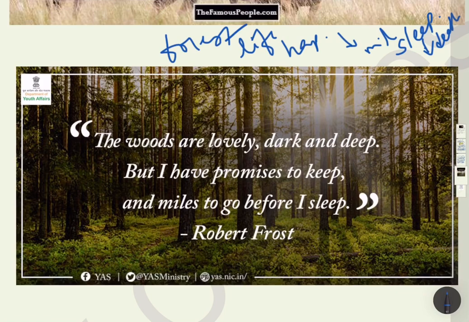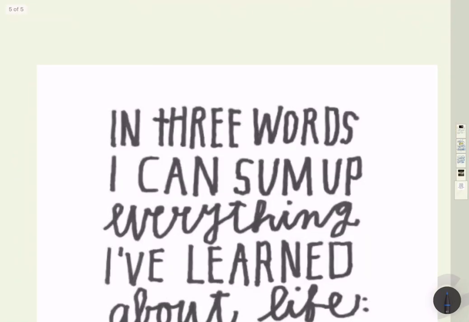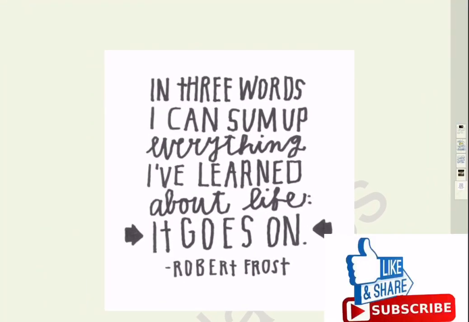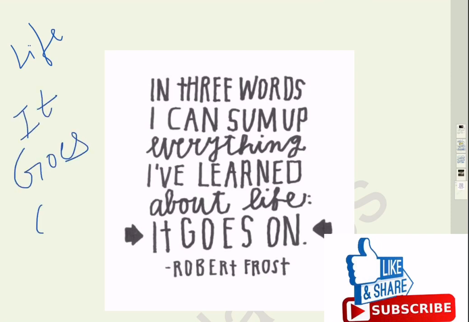And in the last, I would like to read one more well-known line written by Robert Frost. In three words, I can sum up everything I have learned about life. Life is something that nobody can explain in single words. But here Robert Frost is trying to explain it in three words, and they are: it goes on. It means life is something where you make plans, you make anything, but it just goes on. It never stops. Okay students, let us see in the next video with the next chapter.